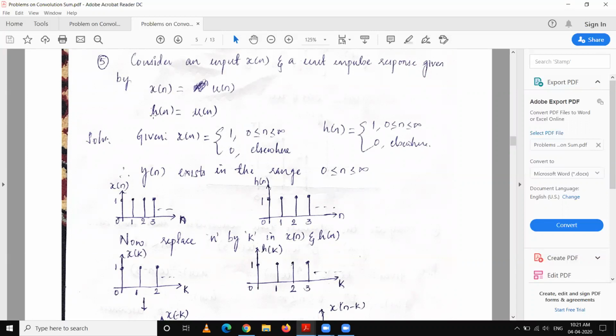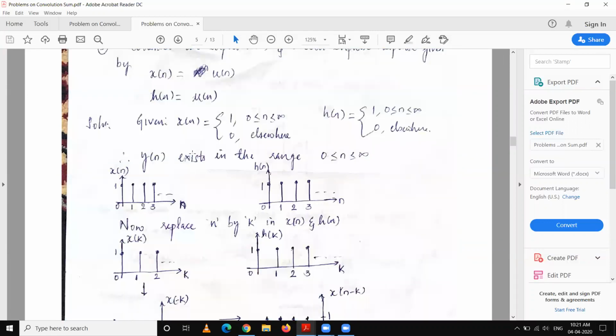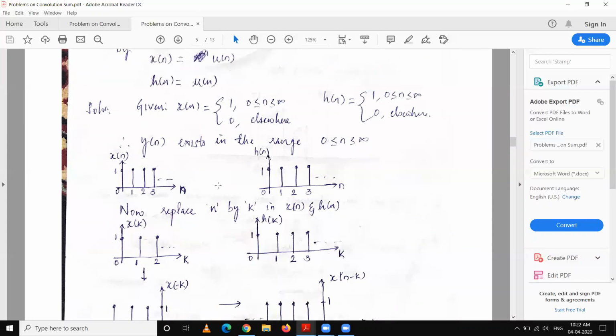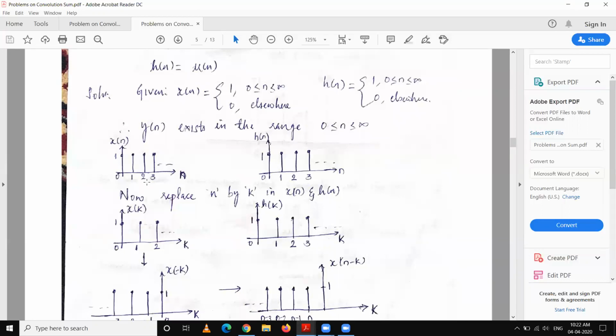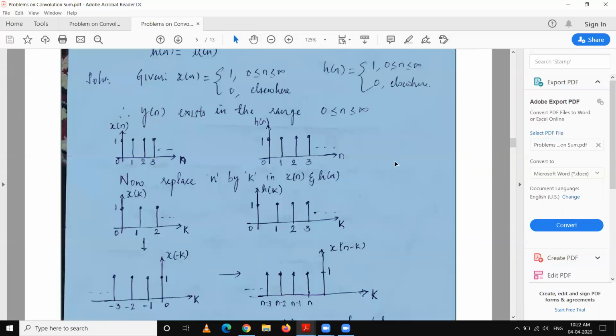Then draw the sketch of x of n and h of n. We know that its value will be 1 from 0 to infinity for x of n. Similarly, h of n is 1 from 0 to infinity. The height, the strength, is 1. Next step, the first step is what? We have to replace n by k in both x of n and h of n. So in the sketch, wherever n is there, replace it by k. That is the first step.